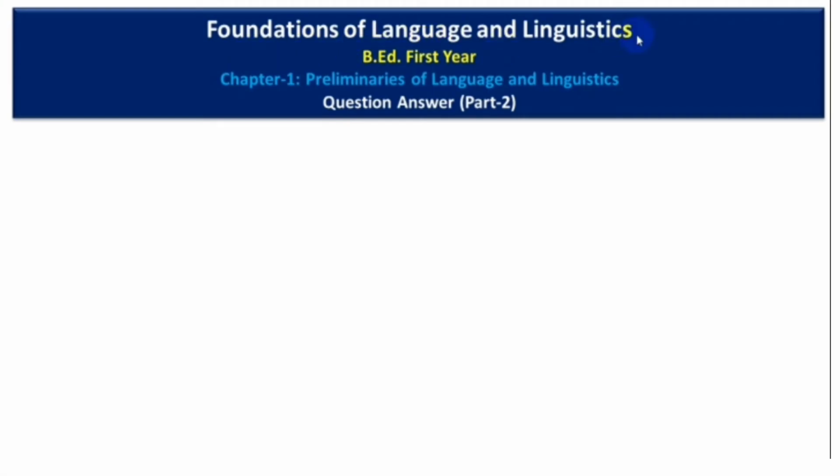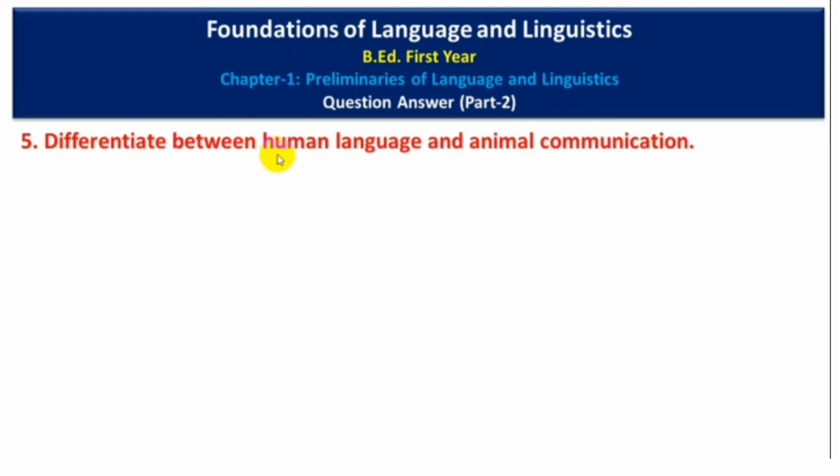Foundations of Language and Linguistics, B.Ed First Year, Chapter 1, Preliminaries of Language and Linguistics, Question Answer, Part 2. Differentiate between human language and animal communication.